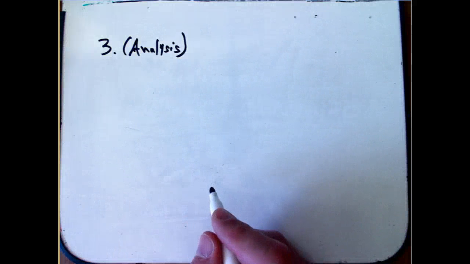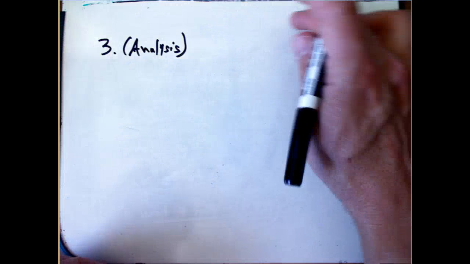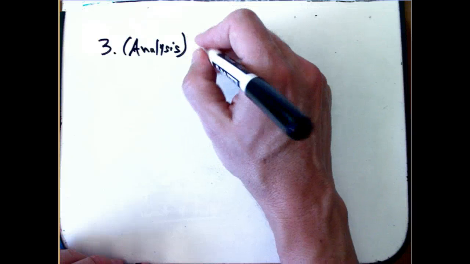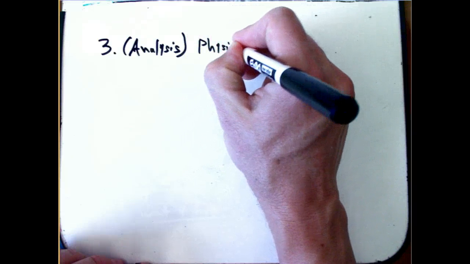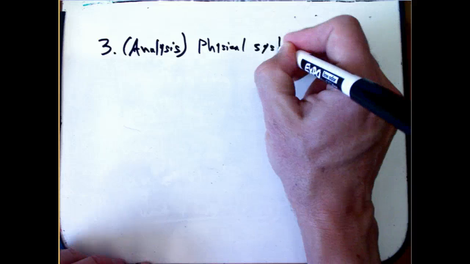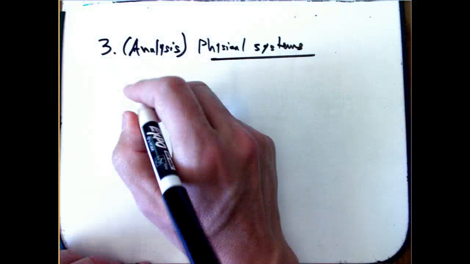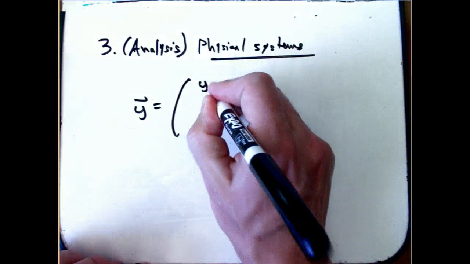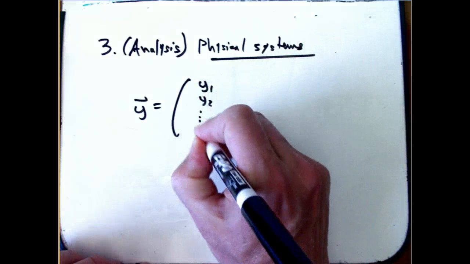Now, a third point I want to make is another calculus fact, and I'm going to be pretty brief about this. But it's that lots of physical systems don't just have one dependent variable. Often you have a whole vector worth of quantities that can vary in time.